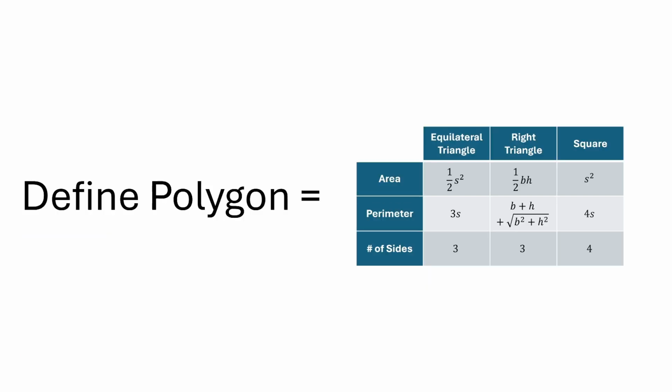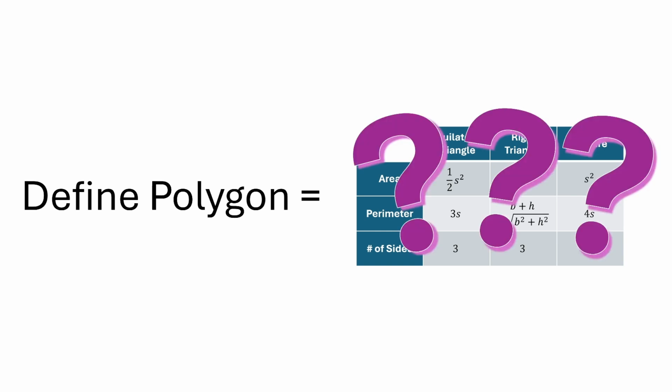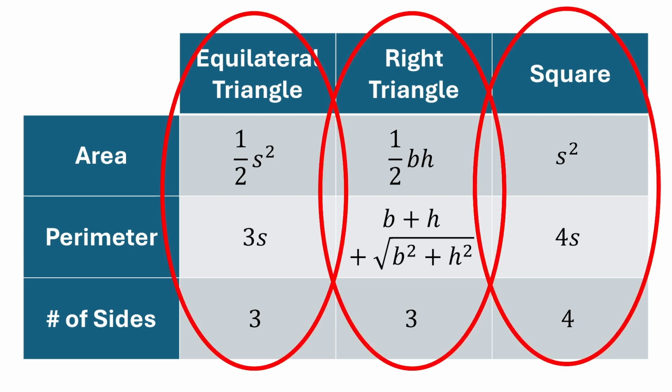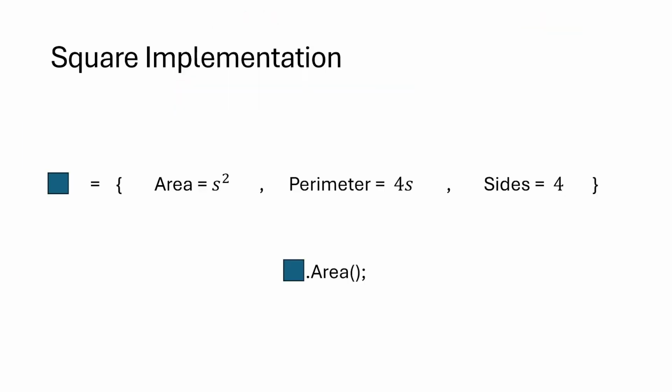So we would like to tell the computer that a polygon is defined as this table. But the computer doesn't understand what a table is. We need to explain it more directly to the computer. So we can take this table and break it down via each column. Let's zoom into the square column. And we see that the square contains three different functions, one for the area, one for the perimeter, and one for the number of sides.